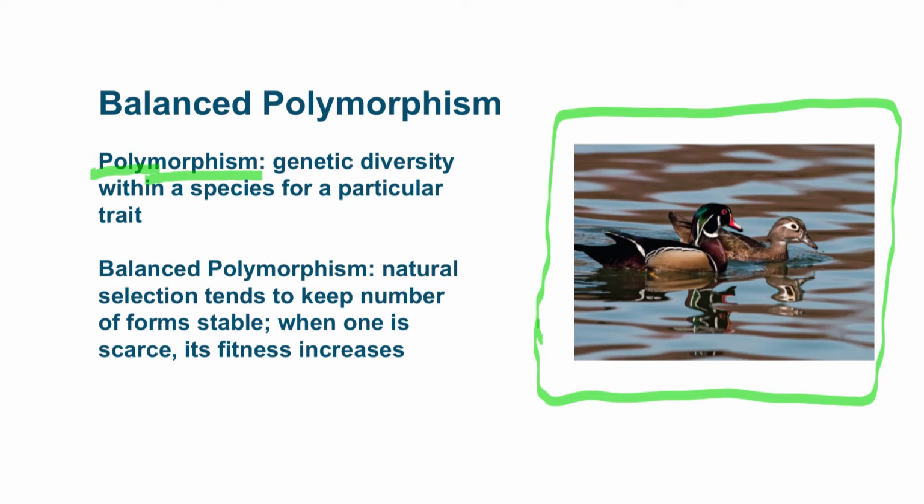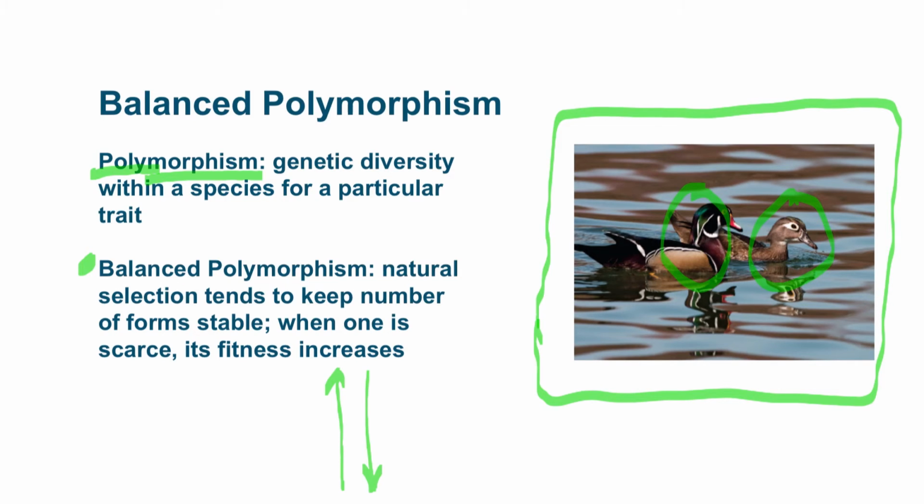The polymorphism in the wood duck population shows that there are some genes for very bright coloration, like in this one, and other genes for darker, more camouflaged coloration, like in this other one. A balanced polymorphism is when natural selection keeps the number of forms, or morphs, stable.